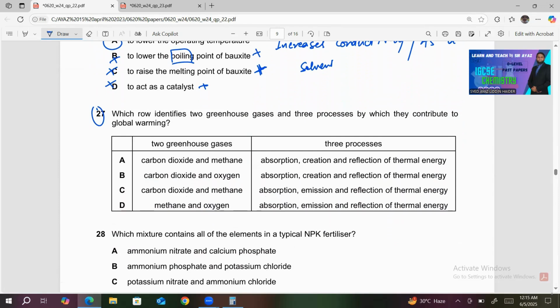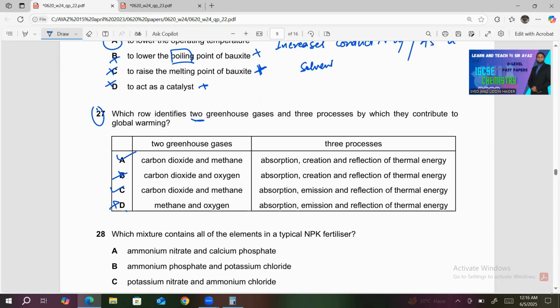Which row identifies 2 greenhouse gases and 3 processes by which they contribute to global warming? So 2 greenhouse gases, carbon dioxide, methane. Yeah, either A is correct or C is correct. Both B and D are incorrect.